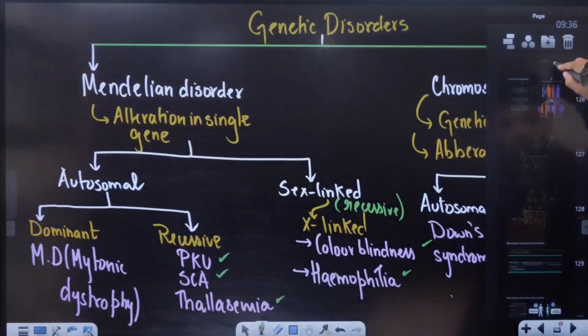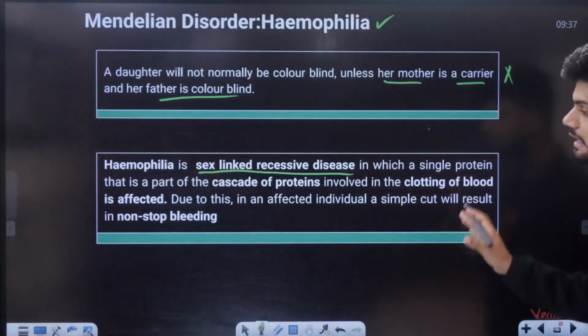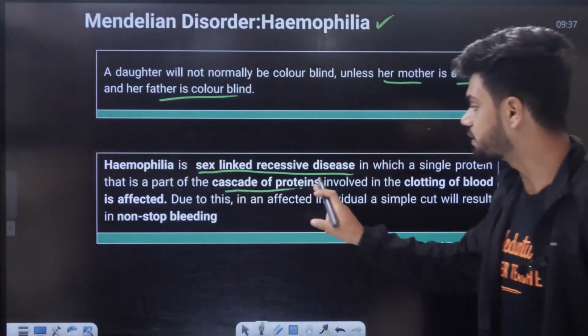Okay, bleeder's disease. Now, it is sex-linked recessive, in which a single protein that is part of a cascade of proteins is defective.